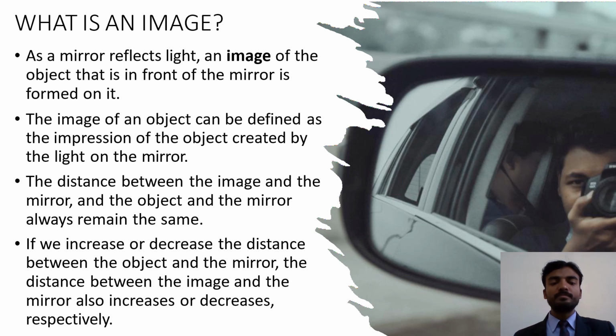So what is an image? When rays meet, they form an image. As a mirror reflects light, an image of the object in front of the mirror is formed on it. The image of an object can be defined as the impression of the object created by the light on the mirror. The distance between the image and the mirror is always the same as the distance between the object and the mirror. If we increase or decrease the distance between the object and the mirror, the distance between the image and the mirror also increases or decreases respectively.